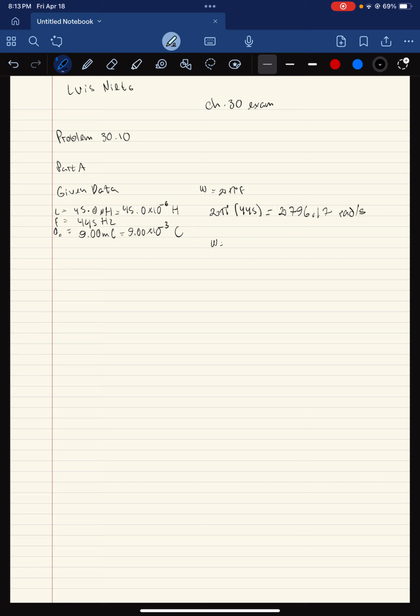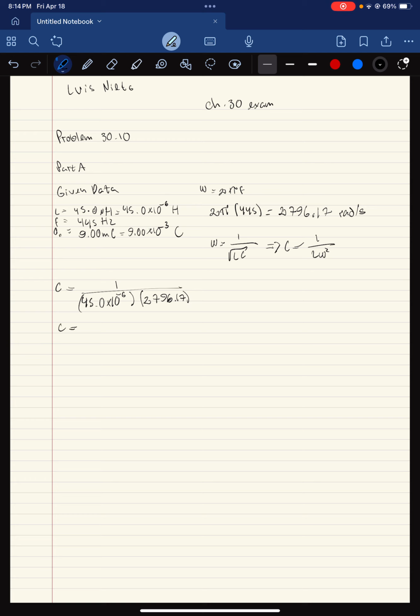The formula that we're going to use is this one: omega equals the square root of 1 over L times C. Alright, and since we're looking for the capacitance, we're going to put 1 over L omega squared. Now let's get to the problem. It's going to be 1 over 45.0 times 10 to the -6 multiplied by 2,796.17 squared. And we'll get that to the calculator.